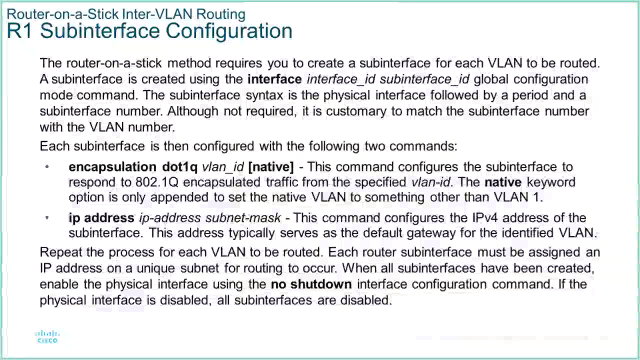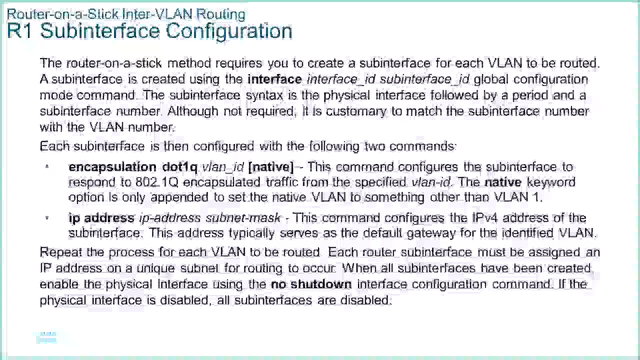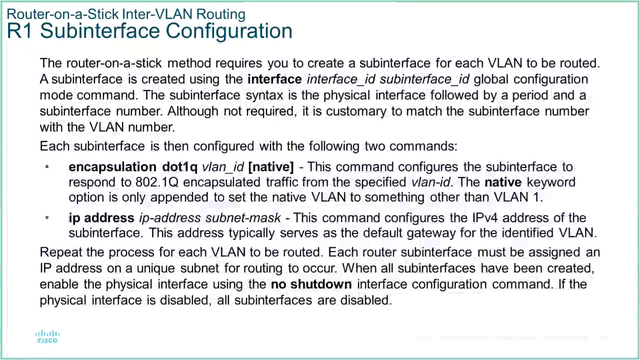You then have to tell it what encapsulation to use. In this case, dot1Q, which represents 802.1Q, to encapsulate the traffic. And you need to specify which VLAN is going to be native across the trunk. In other words, it will not receive tagging information. And then you've got to give each sub-interface an IP address. Rinse and repeat for all your sub-interfaces.